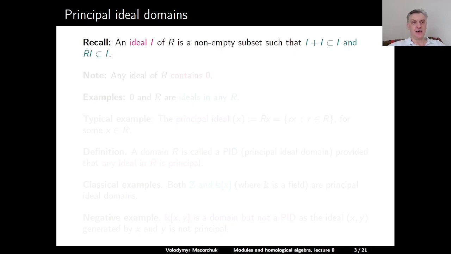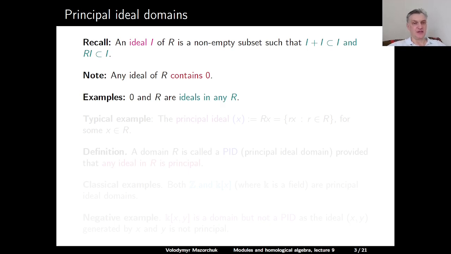Recall that an ideal I of a ring R is a non-empty subset of R, which is stable under addition of its elements and under multiplication with elements in R. Since we assume that R is a commutative ring, it doesn't matter from which side we multiply. In particular, any ideal of R contains 0. This is because multiplying an element in the ideal with 0, we will get 0, and this should be an element in the ideal.